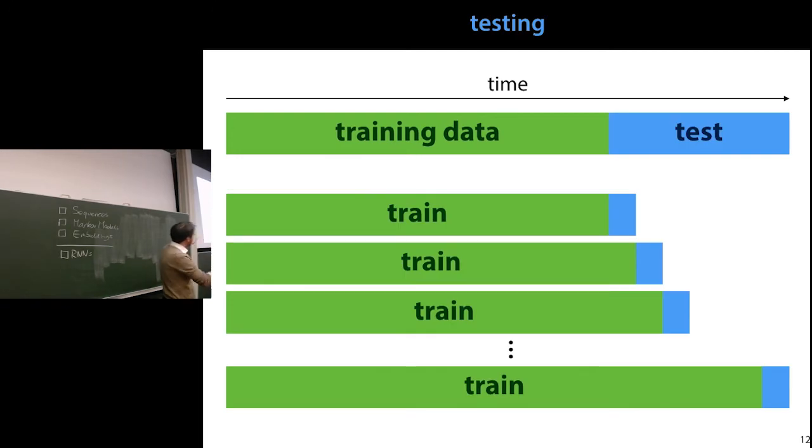In your test protocol, it's not a big problem, because you're only testing on the last bits of your data. So you would need to make sure that your test set is big enough that it contains these cycles, that it contains both winter and summer. Otherwise, you're not testing realistically.